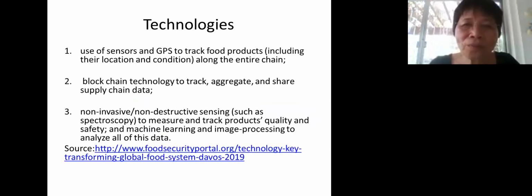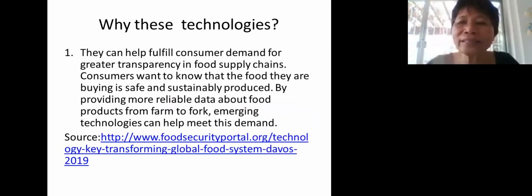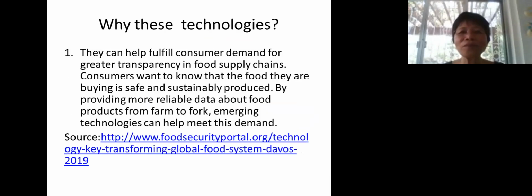In the previous slide, I gave you the technologies that they are recommending. In this slide, why these technologies? According to Davos 2019, they can help fulfill consumer demands for greater transparency in food supply chains. So that you know where it stopped, where the taxes happened, where it was blockaded by a terrorist group. Consumers want to know that the food they are buying is safe and sustainably produced, by providing more reliable data about food products from farm to fork. Farm to fork means to the table. Emerging technologies can help meet this demand.